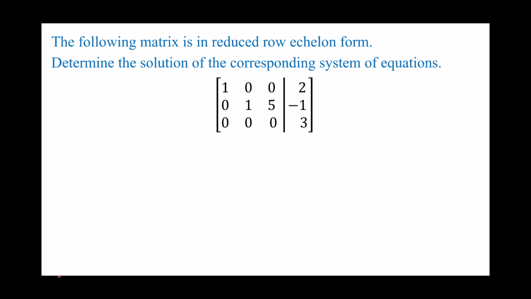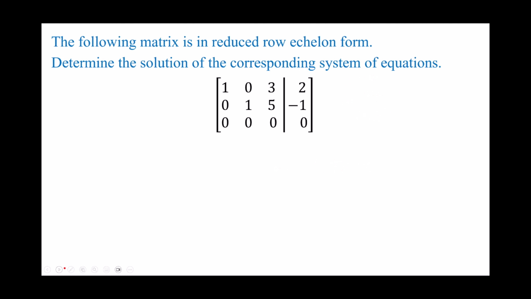Let's look at this one. Again, we're going to translate each row into an equation. So the first row says 1x plus 0y plus 0z equals 2. The second row says 0x plus 1y plus 5z equals -1. And the third row says 0x plus 0y plus 0z equals 3. Notice that last equation is impossible because 0 will never be 3. So this has no solution. The system of equations has no solution.